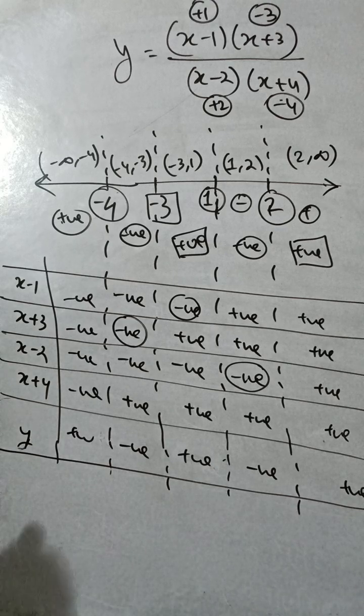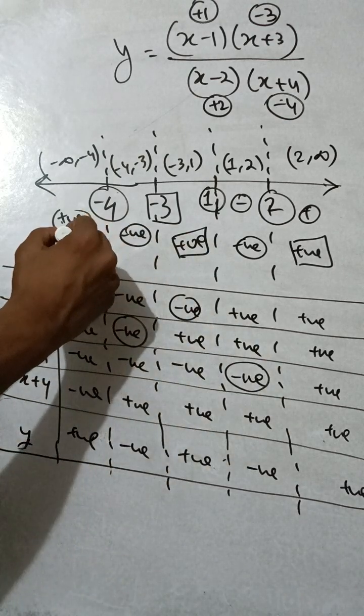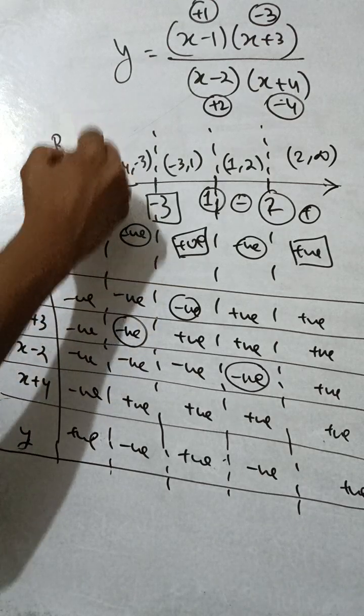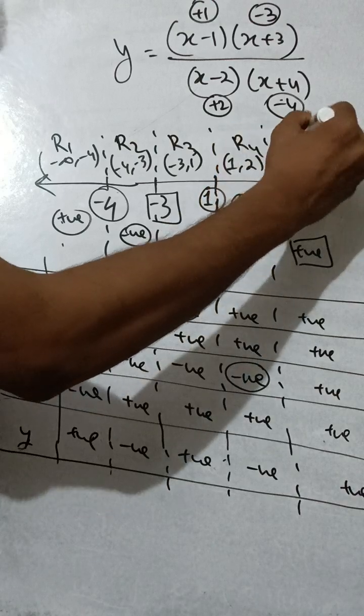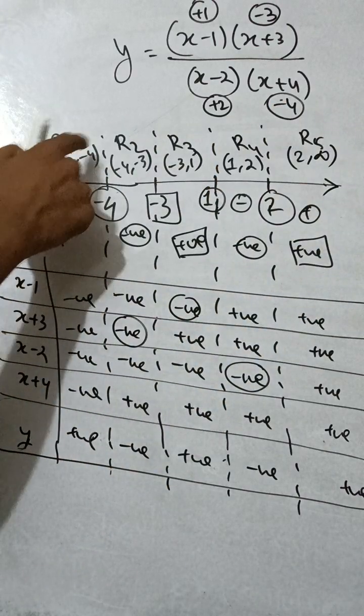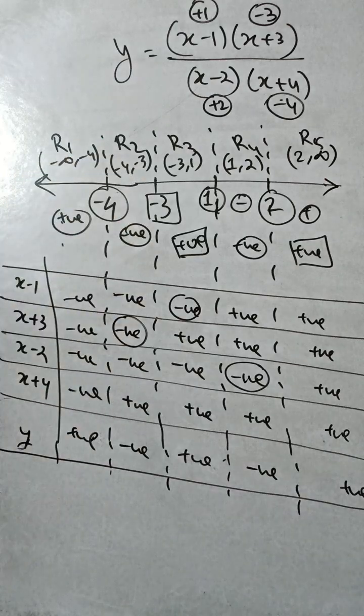And so, if we are asked, let us name these regions. Let this region be r1, this r2, r3, r4 and r5. So what is r1? r1 is negative infinity to -4. r2 is -4 to -3. r3 is -3 to 1. r4 is 1 to 2. r5 is 2 to infinity.